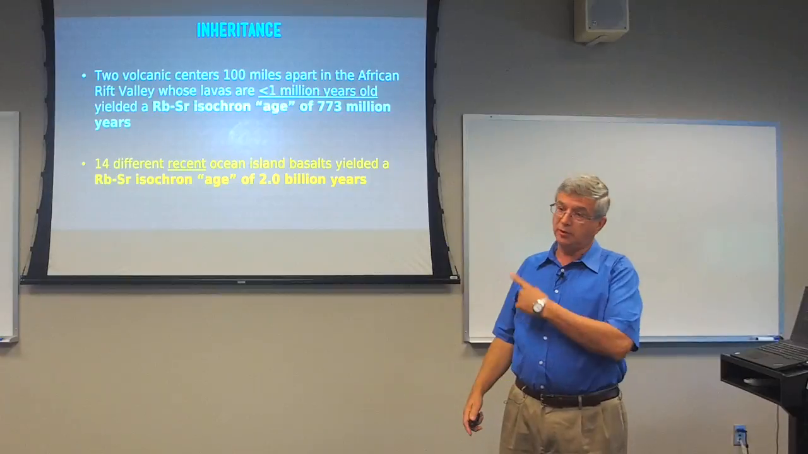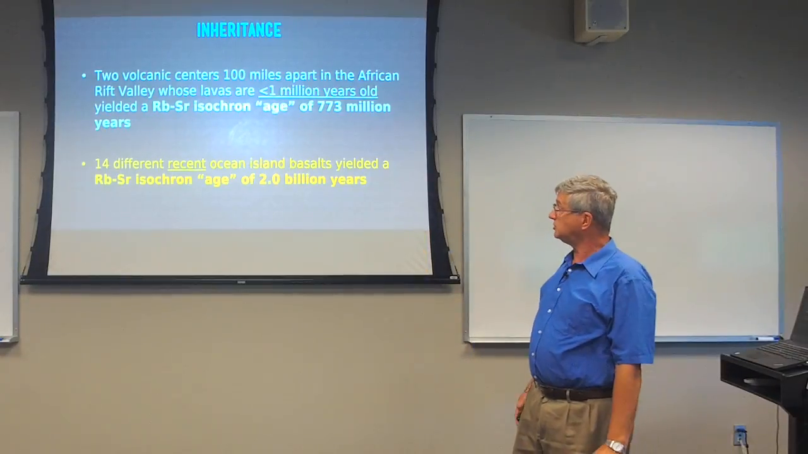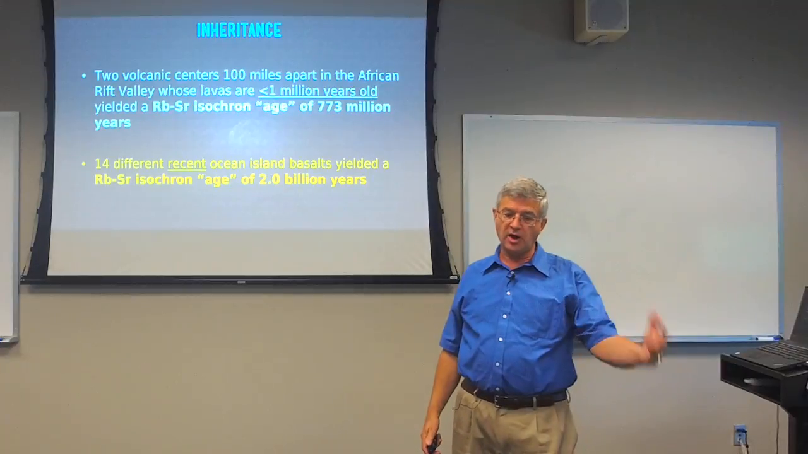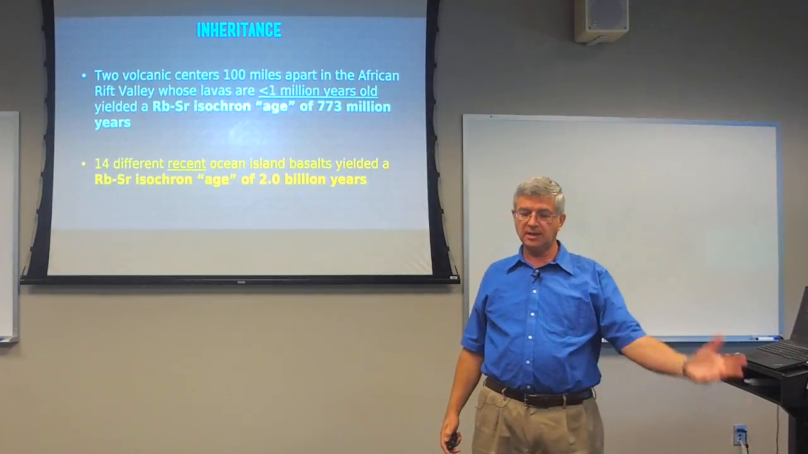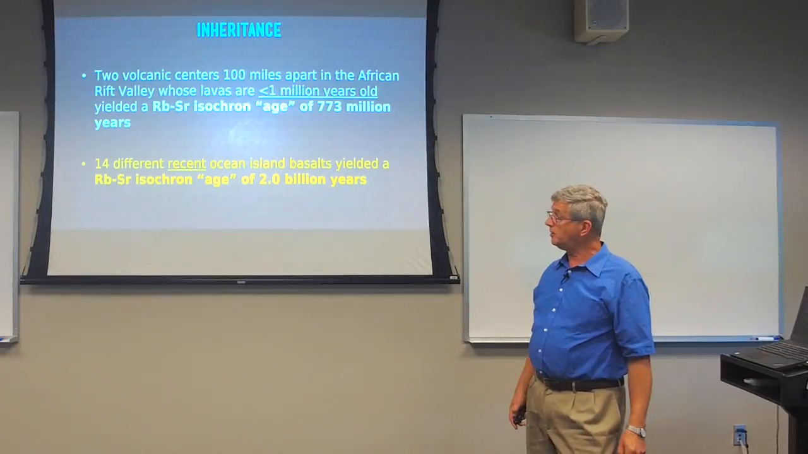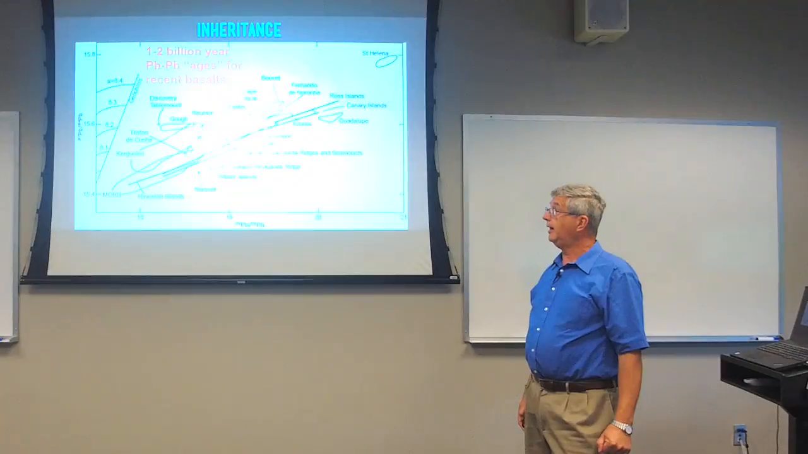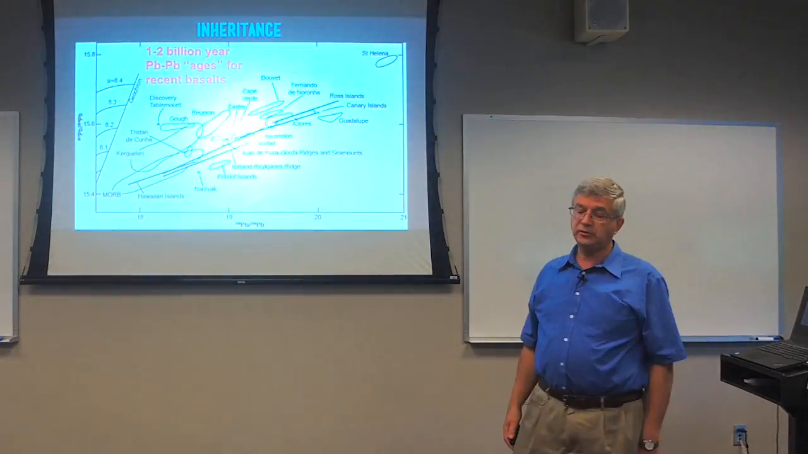But a recurring problem, 14 different recent ocean island basalts, that is basalts on islands in the oceans that have recently erupted, yield a rubidium strontium isochron age of nearly 2 billion years. And the same is true with lead.